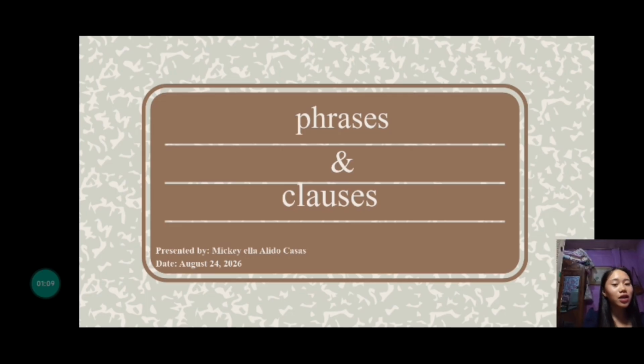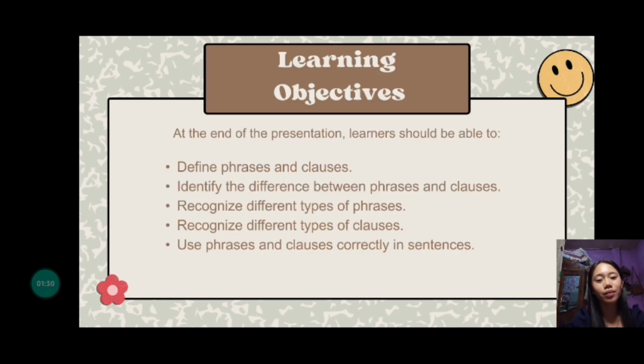Let's begin our discussion with the learning objectives. These objectives will guide our discussion. I won't just define the terms. I will also explain how we can identify them when we encounter them in actual sentences.